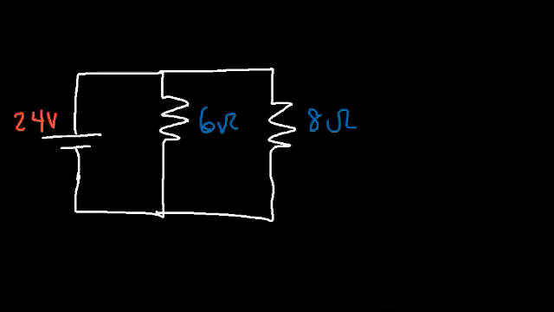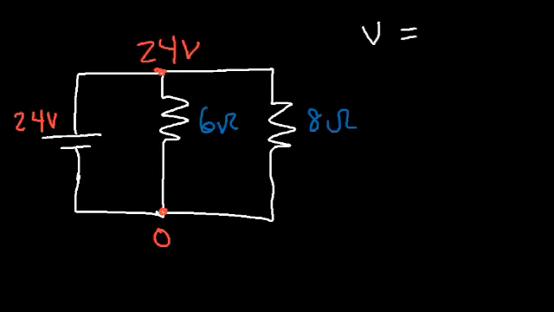Now how can we calculate the current that flows through each resistor? Now what you need to know is that the voltage across 2 resistors connected in parallel is the same. In this case, 24 volts. Both resistors are connected across the same battery. So if the potential at the bottom is 0, at the top is 24.